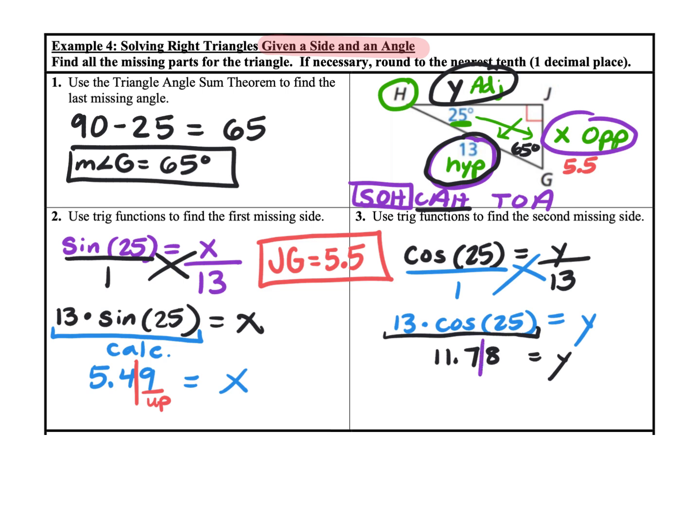And then I want to name it with the letters. So this is side HG or HJ. And that would round again to 11.8. So now we have all of the missing parts in our right triangle. The measure of angle G was 65 degrees using the angle sum theorem. We used trig functions to find the first missing side, side JG, 5.5, and then we just used trig functions a second time to find side HJ of 11.8.